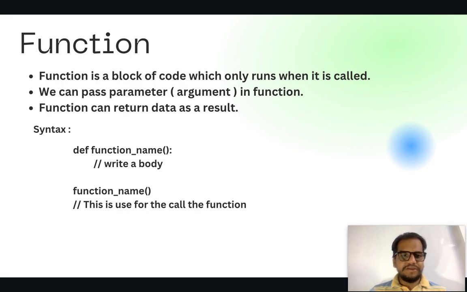Second, we can pass parameters or arguments in a function. Yes, we can pass multiple arguments or parameters in a function. Next, a function can return data as a result. We want good results against our values or our data, like the business values mentioned there, and we can get good results.